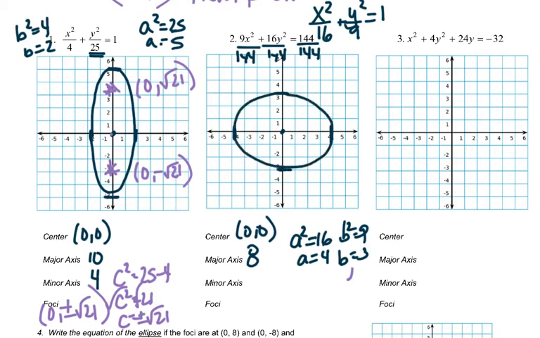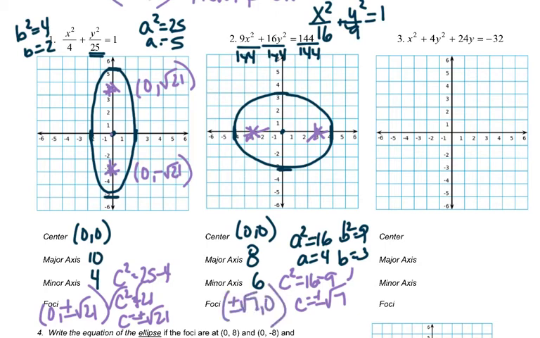So the major axis was 4 plus 4 or 8. Minor is 3 plus 3 or 6. Foci are always on the major axis. C squared equals a squared minus b squared. So you can jump ahead and see that it's going to be plus or minus root 7. And I just put these stars. I'm not really paying attention to where. I just know that they're right and left of the center.